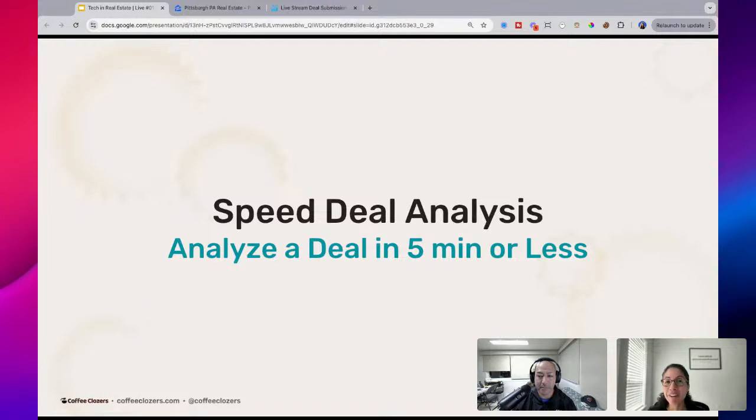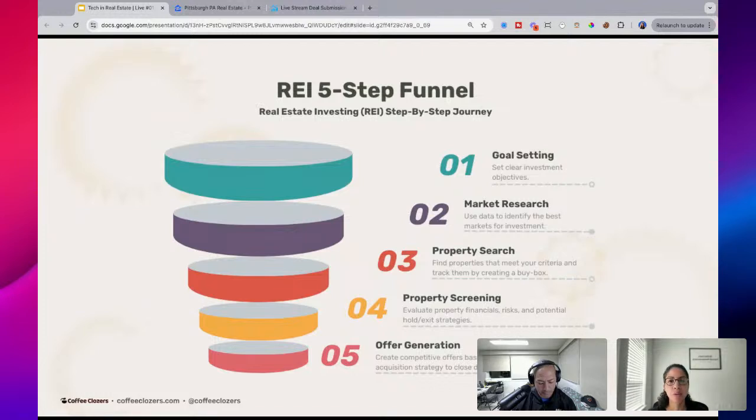So today is all about speed deal analysis, how you can actually analyze a deal in 5 minutes or less. Just as a quick background, the way I usually follow this is a 5-step structure for anyone who's new to real estate investing and how you go from wanting to become an investor to closing on a deal. Where we're hitting today is that third step, which is property search. After you set your goals, cash flow, appreciation, your market, you ultimately come down to searching for properties that can fit your buy box.